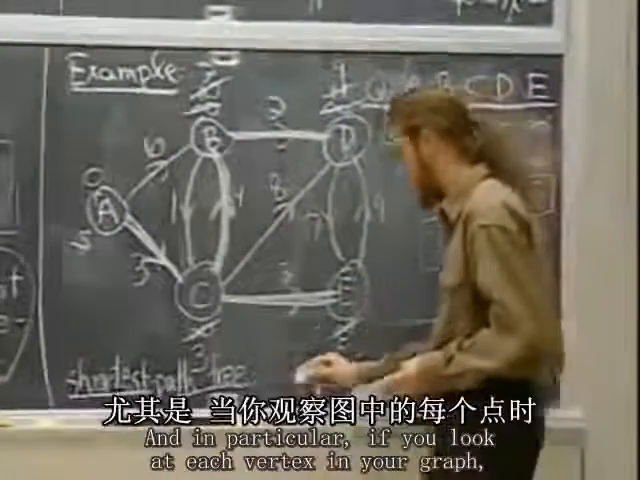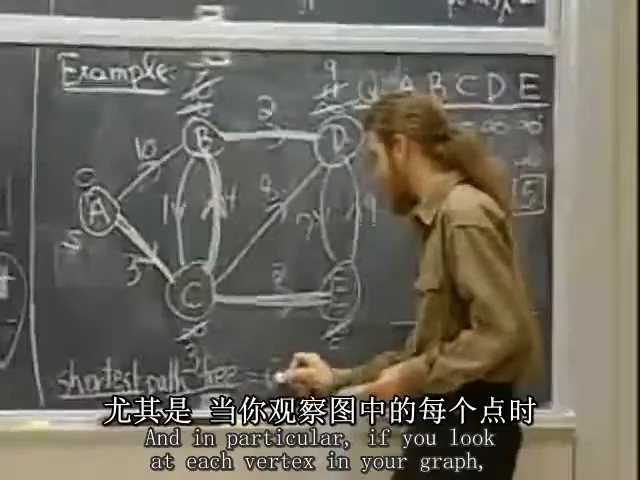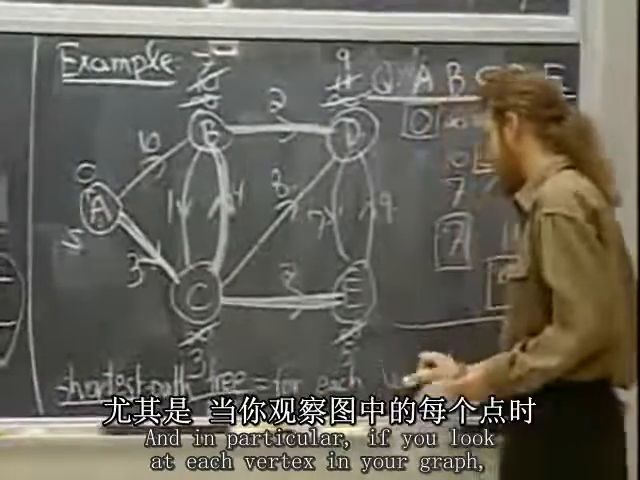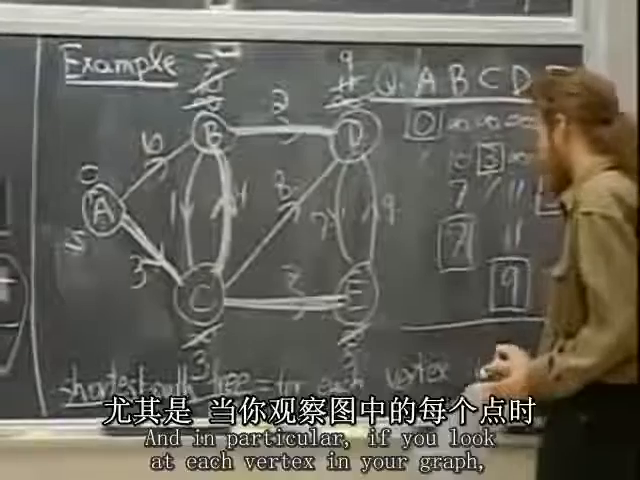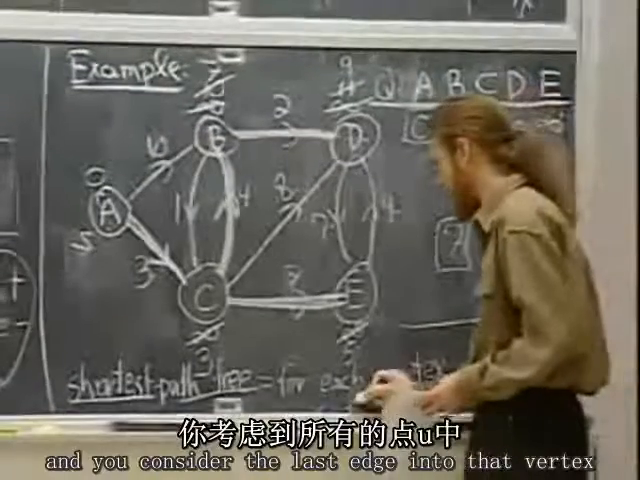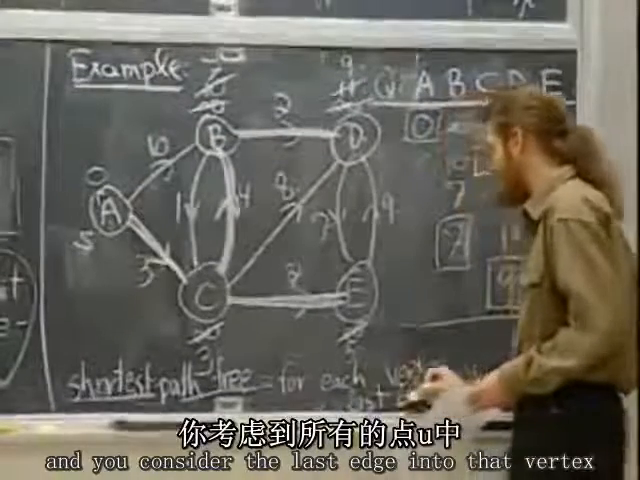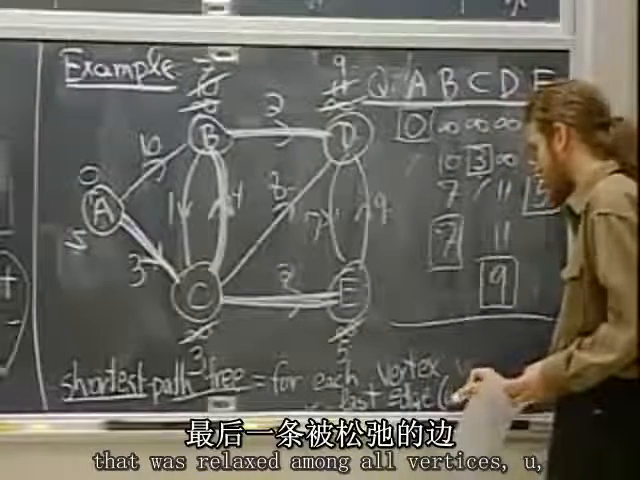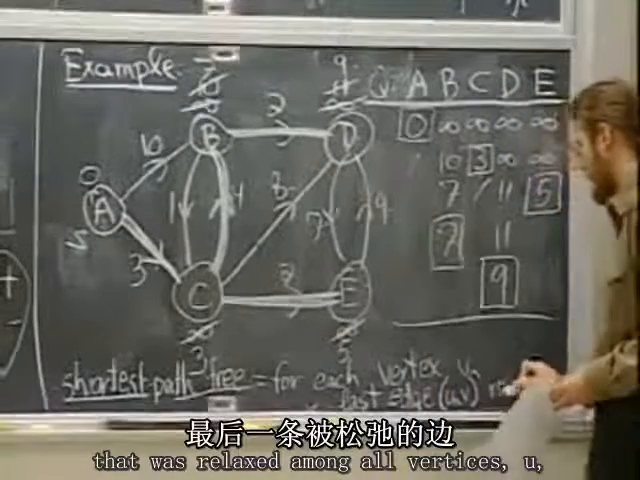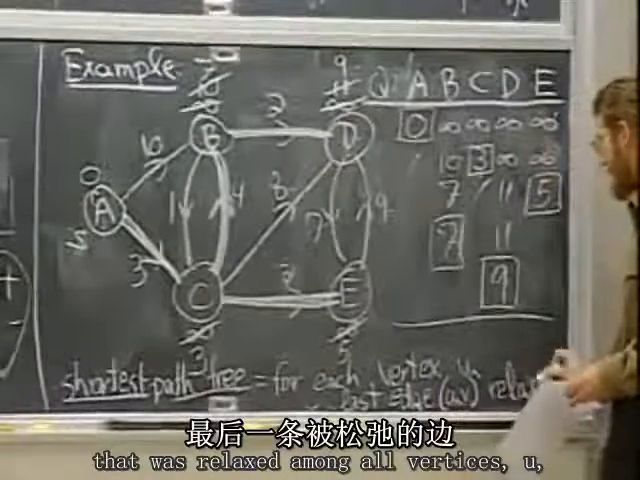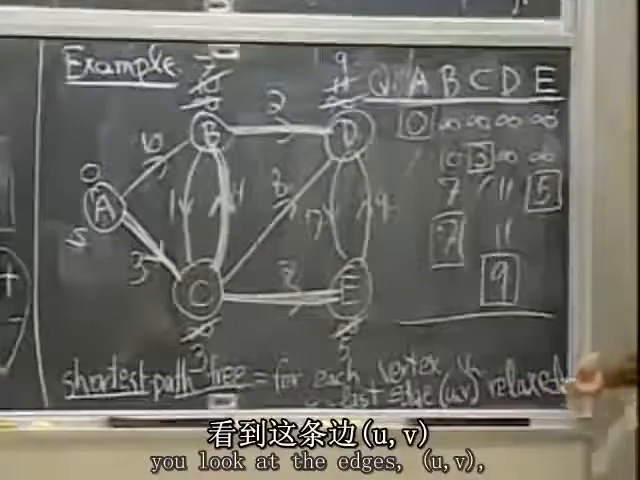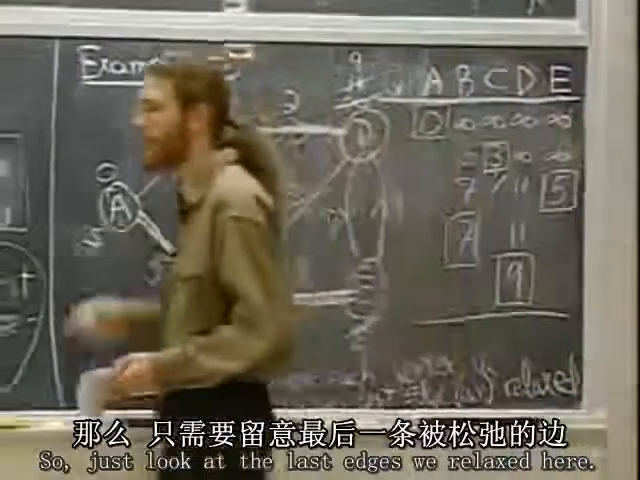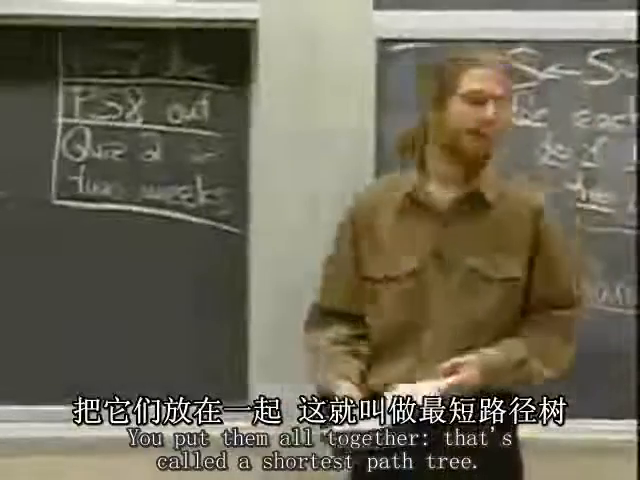And in particular, if you look at each vertex in your graph, and you consider the last edge into that vertex that was relaxed among all vertices U, you look at the edges UV, say, was that the last one relaxed? So just look at the last edges we relaxed here. You put them all together. That's called the shortest path tree.